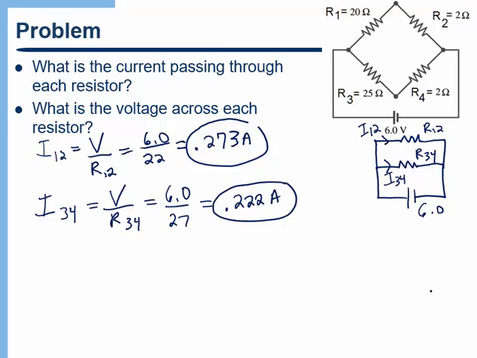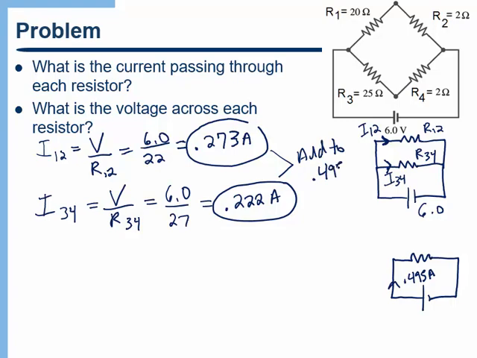So I want to show you that right away we can do a check, because remember in our equivalent circuit, what we found was that the current coming from the battery was 0.495 amps. Well, since that current is splitting into I12 and I34, these have to add to 0.495 amps. And we can see that they do. And again, that's why we're keeping those extra sig figs so we can really make sure it works. Okay, so we know those.